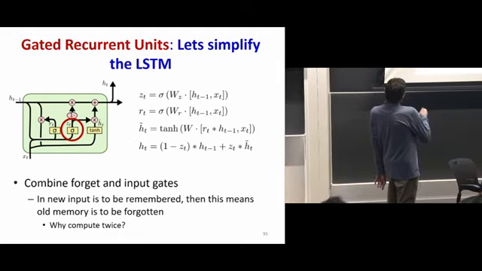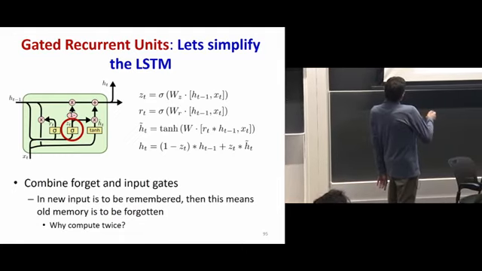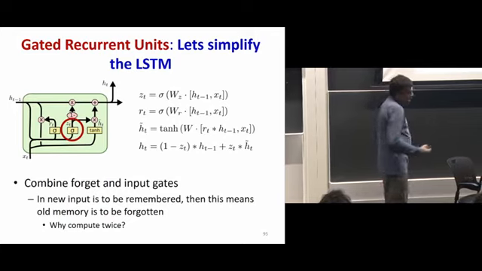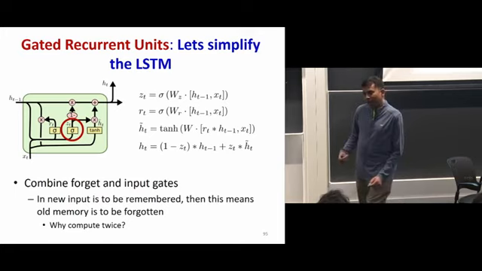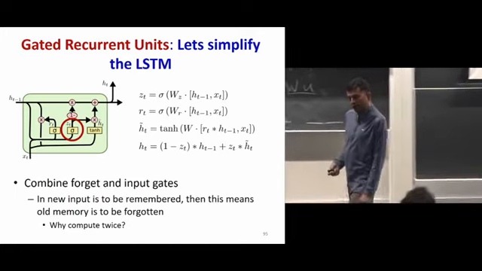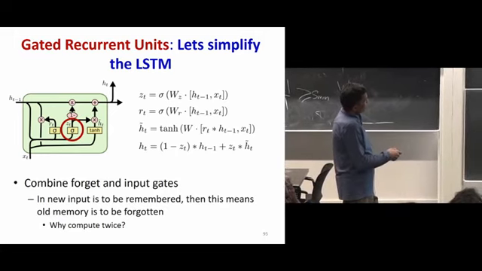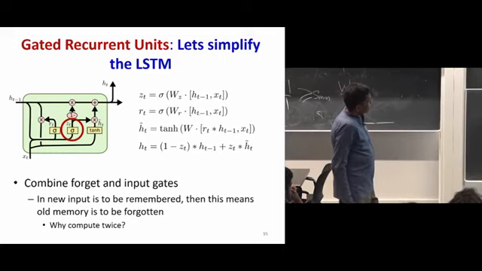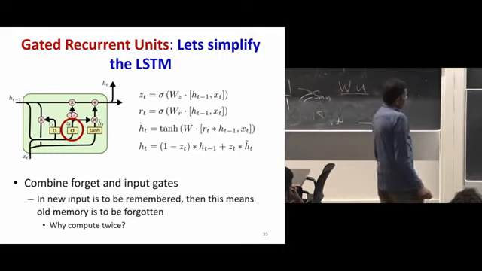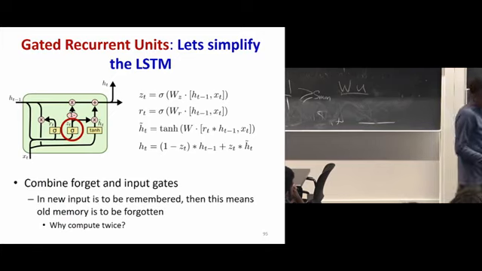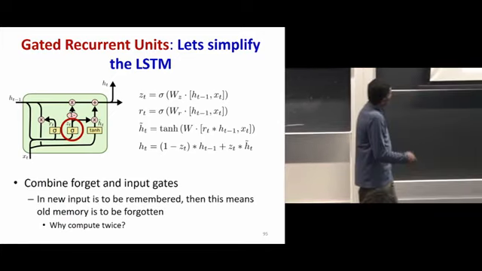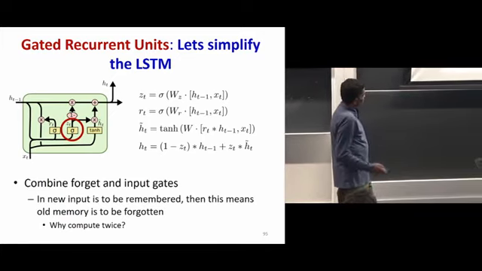Look at what's happening over here. Here now, you have the hidden cell state. In this figure, they're calling it H. But observe that there's no explicit forget gate and then an explicit additive input. Instead, all of that is being performed just once over here. Through this, you're combining the forget and input gates. So if new input is to be remembered, then this means that old memory is to be forgotten. Combine the two, so why compute twice?